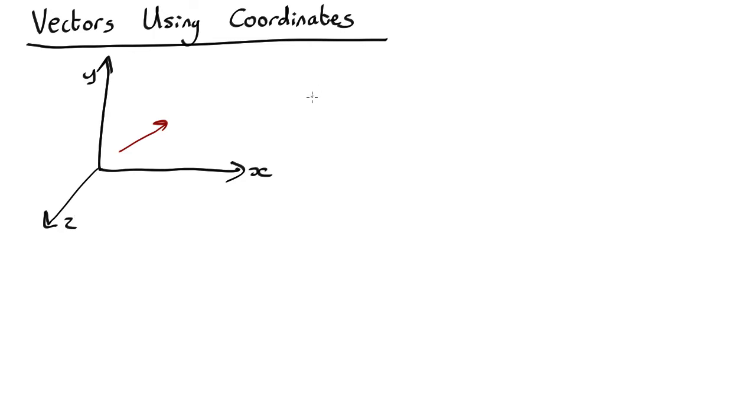And what you do is you write the vector as its three components. So it'll be the x component of the vector, the y component of the vector, and the z component of the vector. Now how do you calculate them?